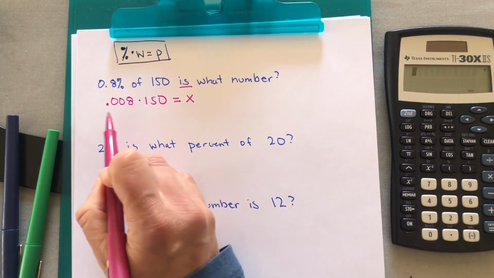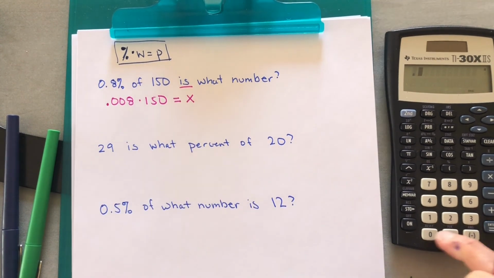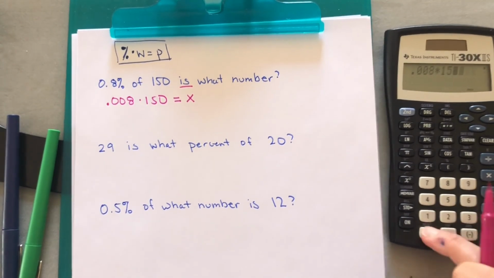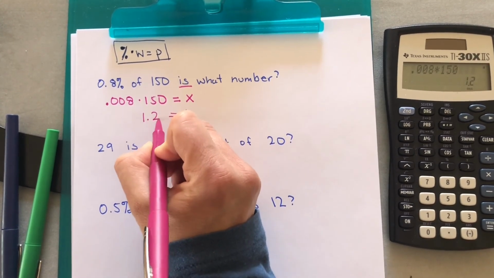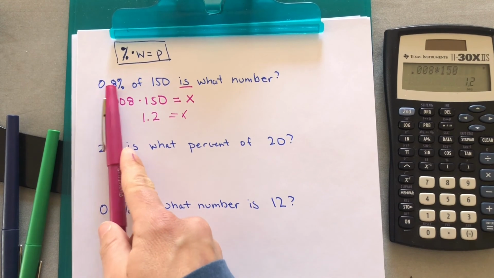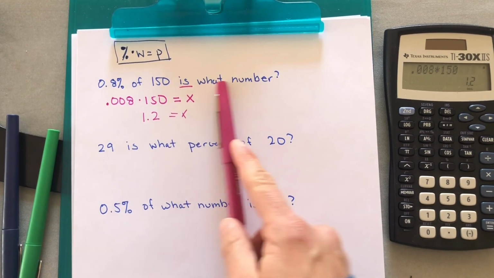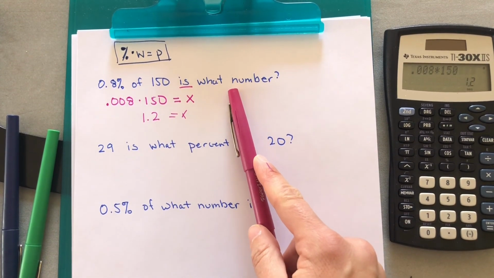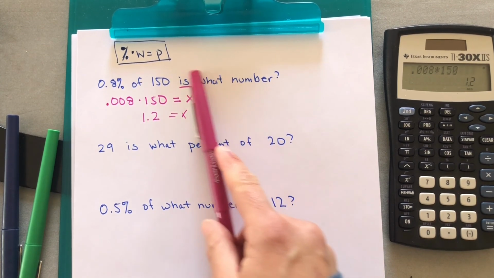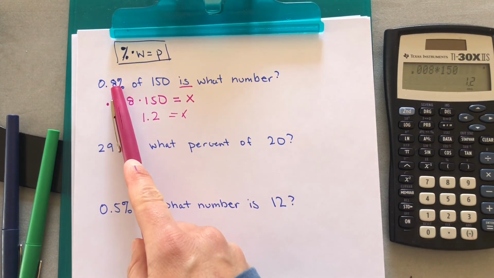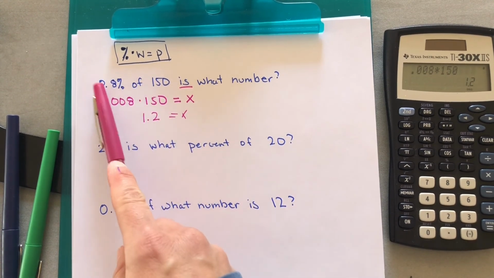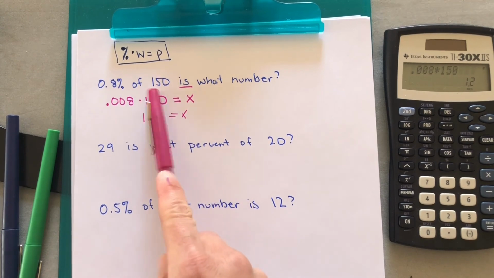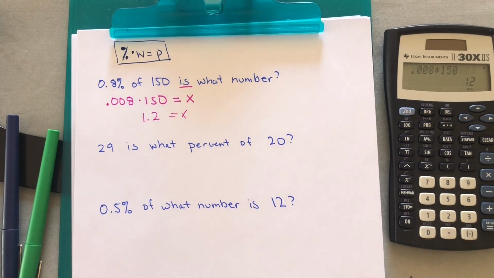So let's evaluate this side of the equation. x equals 1.2. So 0.8% of 150 is 1.2. And that's a reasonable answer because if we think about 1%, it would be 1.5 if we divide 150 by 100. So we would expect that 0.8% would be less than 1.5. So 1.2 is a reasonable answer for that question.